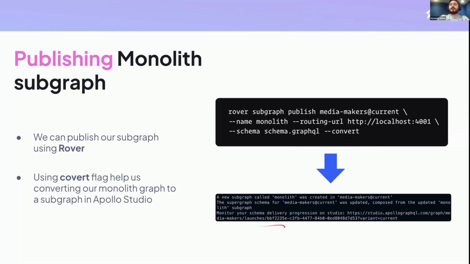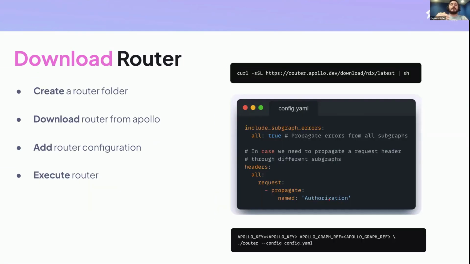After that, we have just published our monolith to Apollo, to a monolithic subgraph, and Apollo automatically has created the supergraph schema for us and defined it in Apollo. So with that, we have defined our first subgraph, and now we need to run the router in front of that subgraph to start taking requests and being able to route to the correct subgraph information.